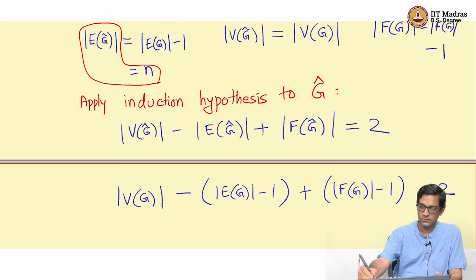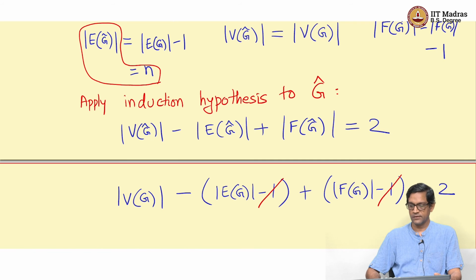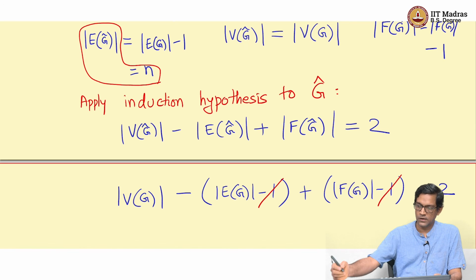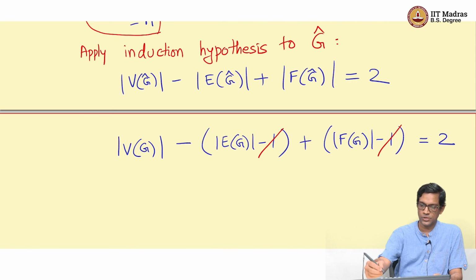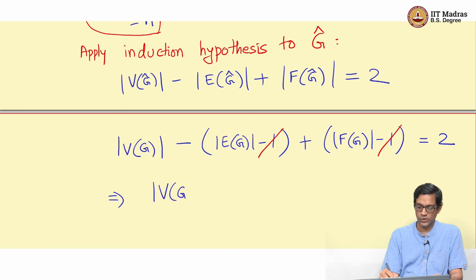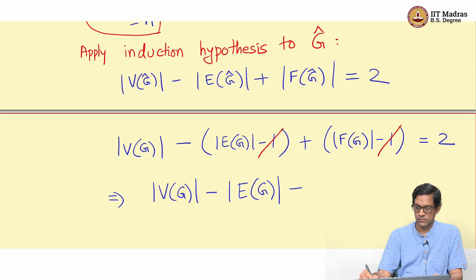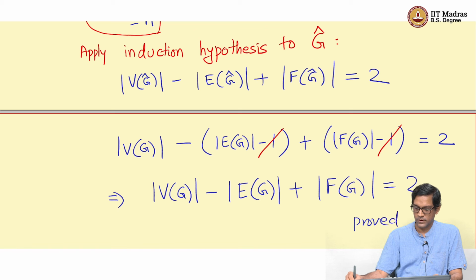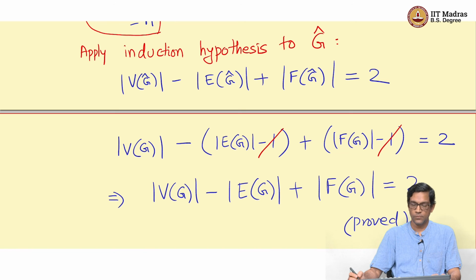And the ones are, I've subtracted 1 from the edges and 1 from the faces, and observe that the plus 1 and the minus 1 cancel each other. And from that, you conclude that the same conclusion holds for G. So this is what you had to prove. So we're done. Okay, so that completes the proof of Euler's formula.